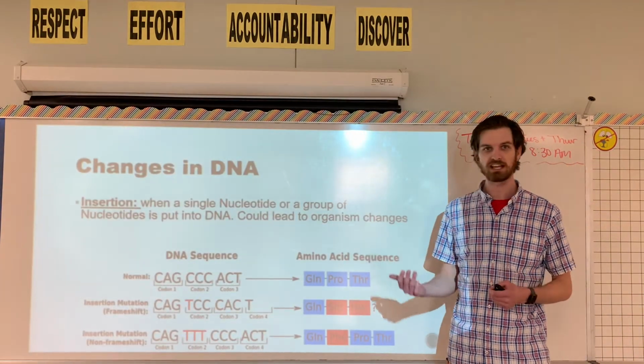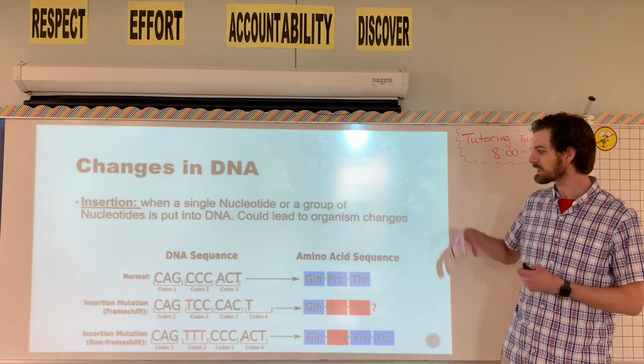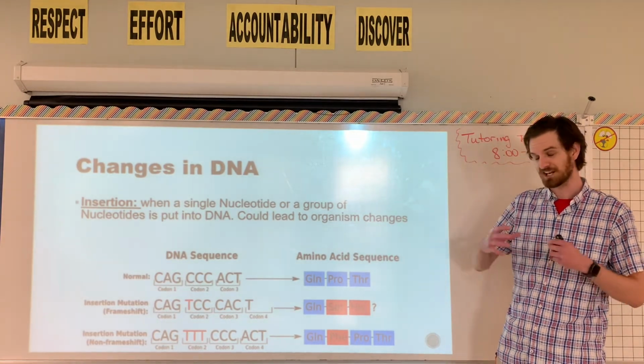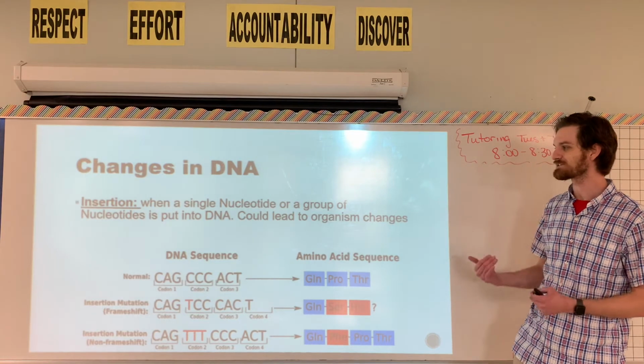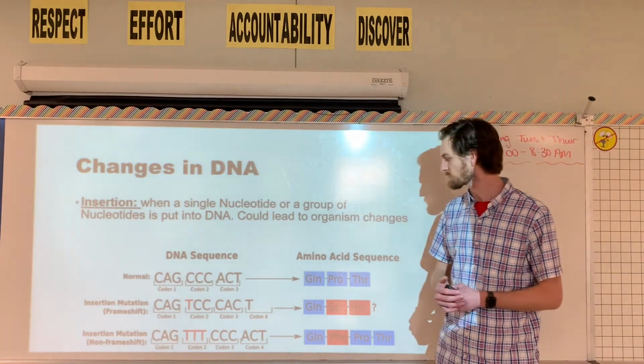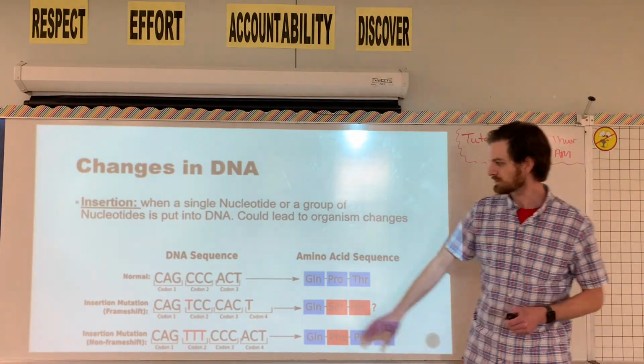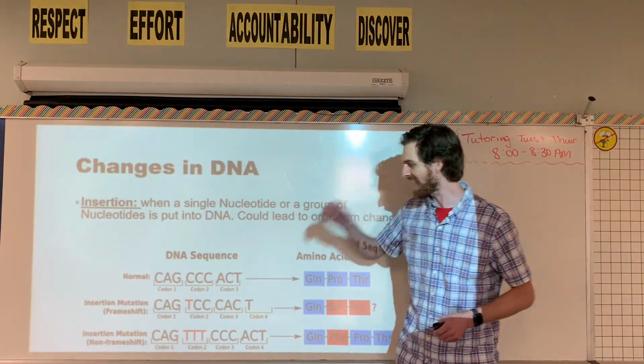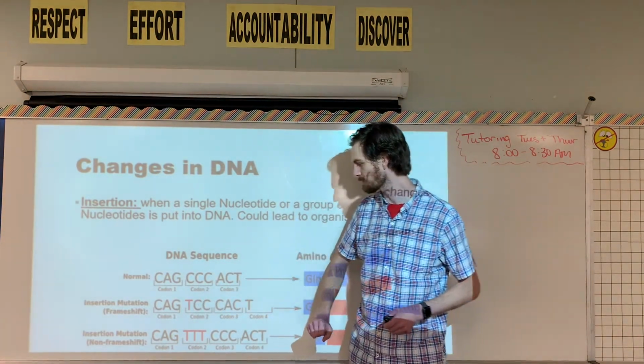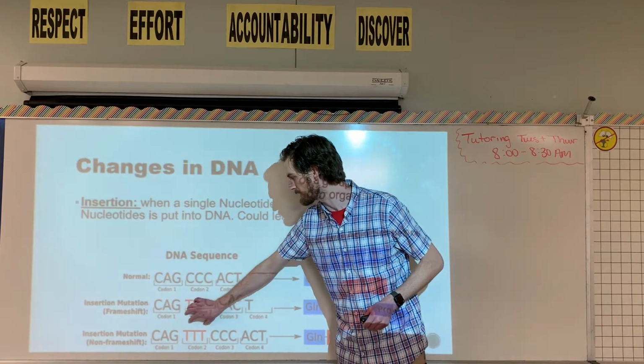Another change in DNA is where you can insert something. So if you put in an extra nucleotide in there, it can have some implications on the amino acids. Now, sometimes you get what's called a frame shift, and I'm going to focus on that one real quick. So if I add a nucleotide in here that wasn't here before, you can see it's put in red, right?